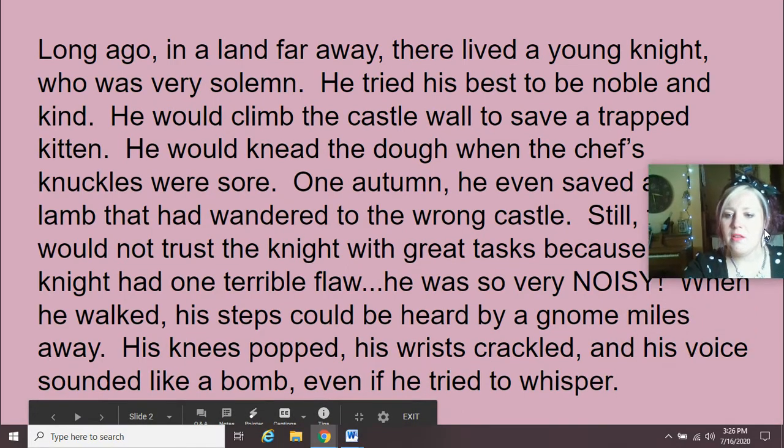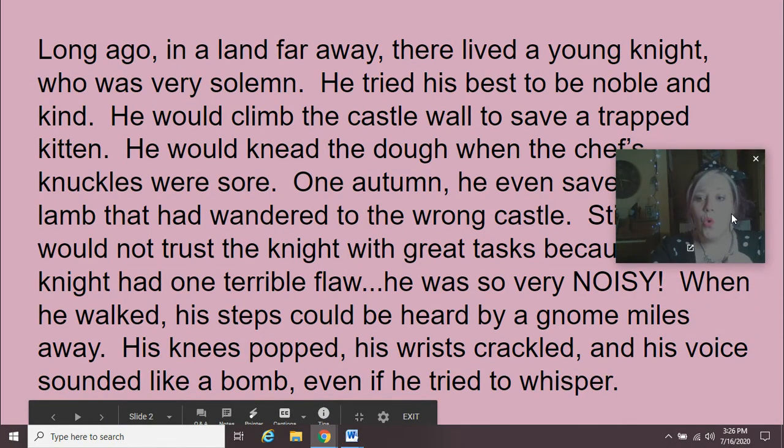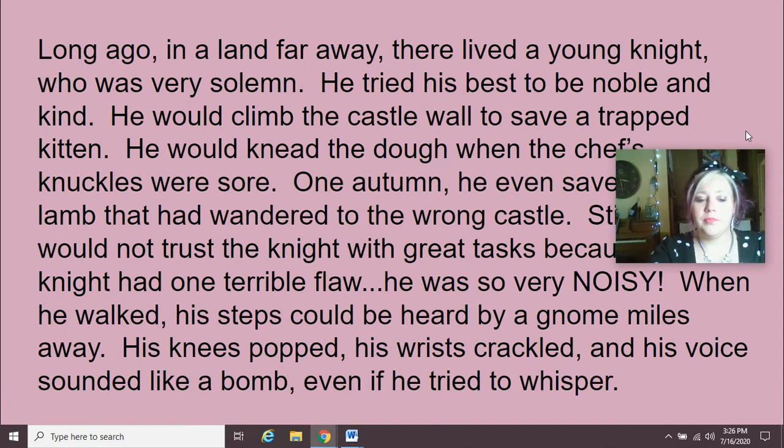I need to move myself. There we go. When he walked, his steps could be heard by a gnome miles away. His knees popped, his wrists crackled, and his voice sounded like a bomb, even if he tried to whisper.